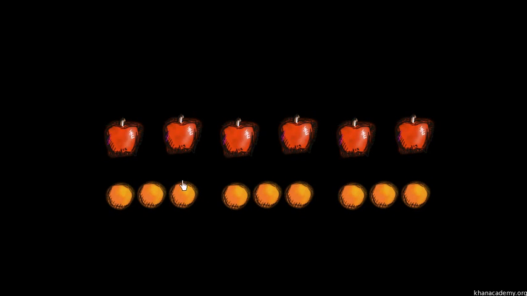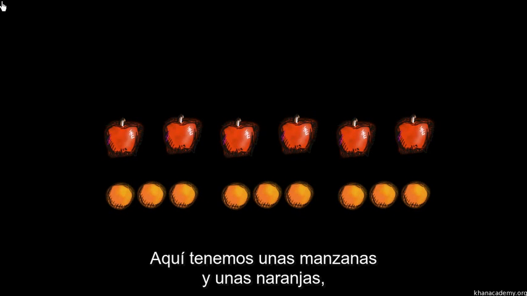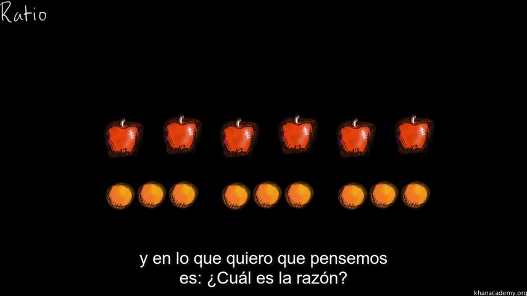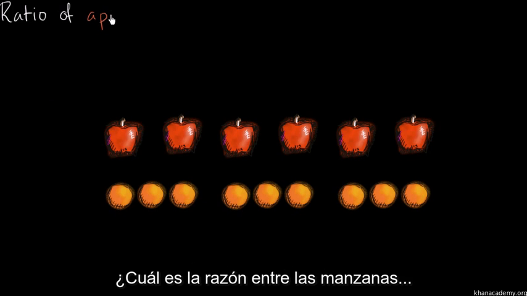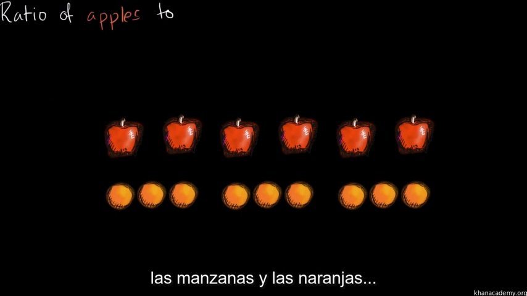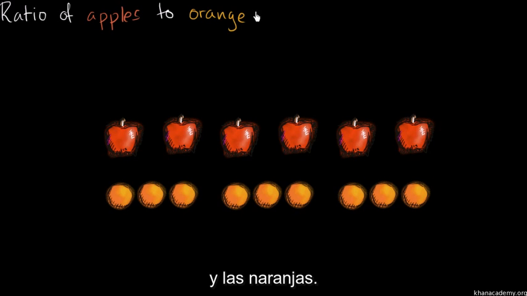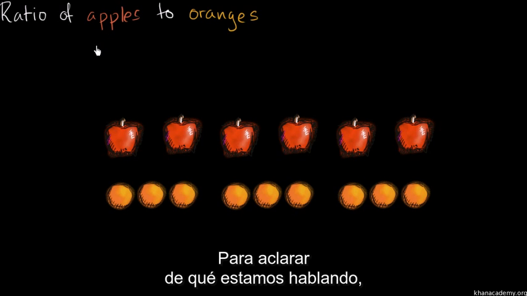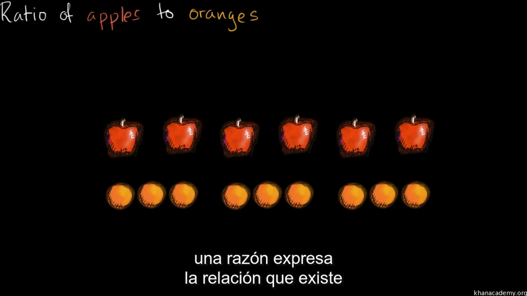We've got some apples here and we've got some oranges. And what I want to think about is, what is the ratio of apples to oranges? And to clarify what we're even talking about, a ratio is giving us the relationship between quantities of two different things.